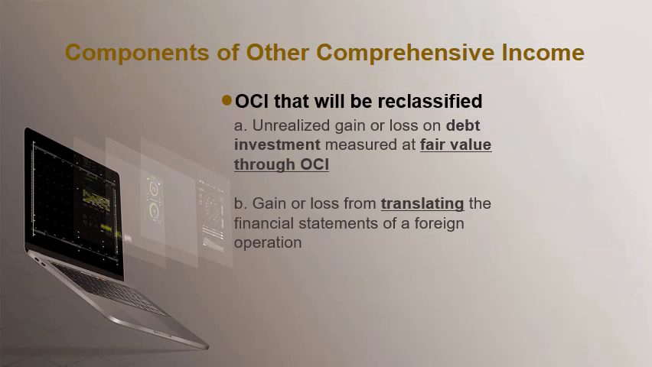Next, B, gain or loss from translating the financial statements of a foreign operation, especially when the company operates not only in one country but also in another country. So when it has an operation abroad, the financial statements are translated. Let's say they are in dollars, and here they are in pesos. When the amounts are translated from dollar to peso, we have what we call a translation gain or loss. Any translation gain or loss shall be recognized in other comprehensive income.